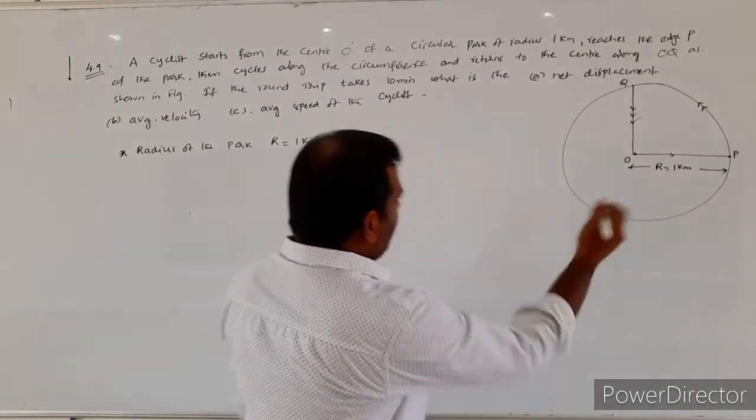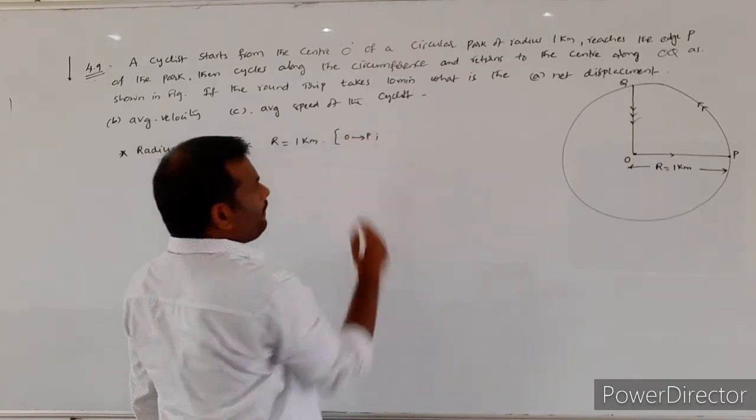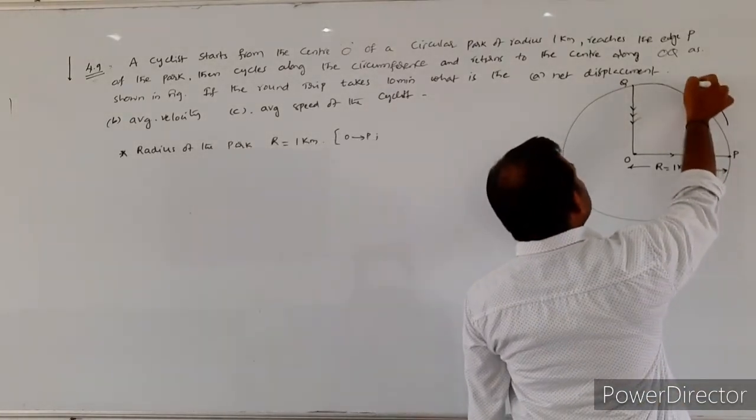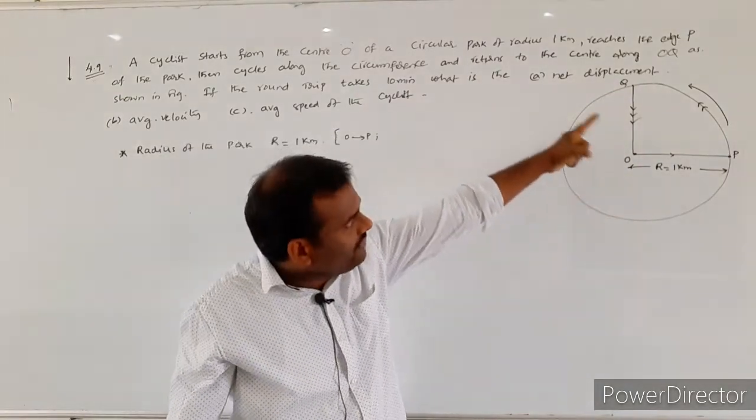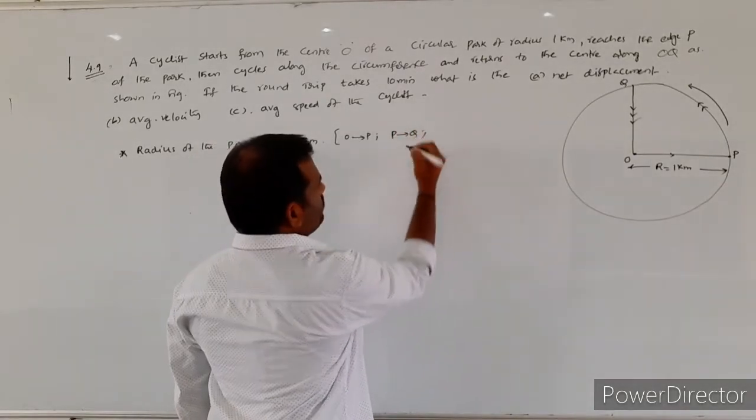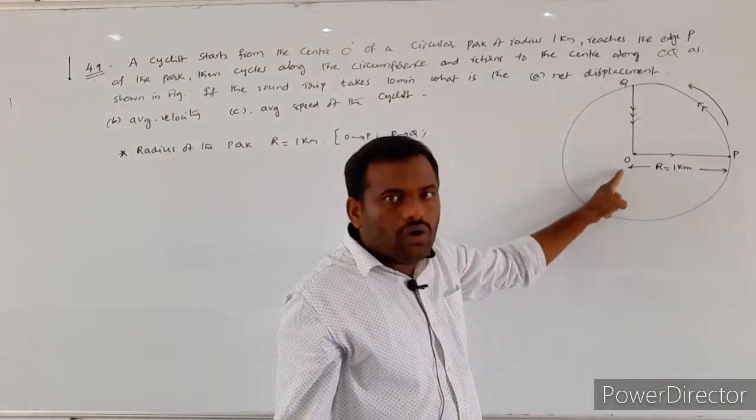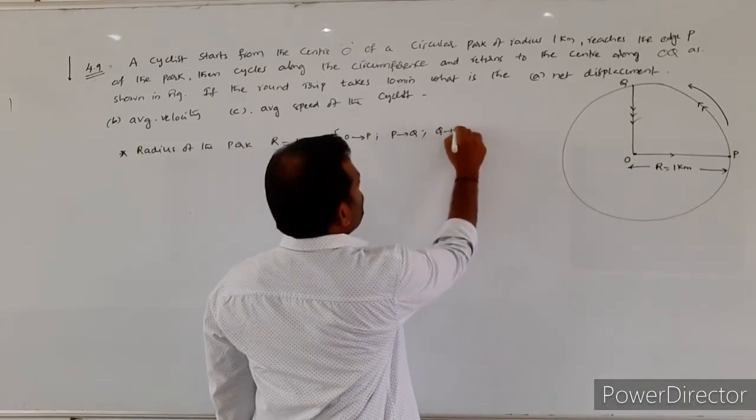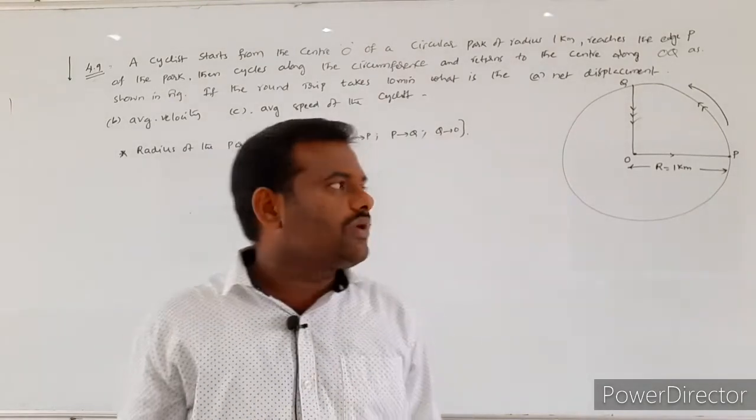And first he traveled along the path O to P. Then he moved along the circumference of the circular path from P to Q, and again he came back to the point O along the path Q to O. So this is the motion of the cyclist cycling in the given circular ground.